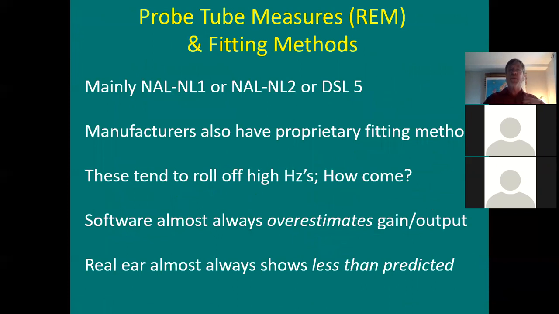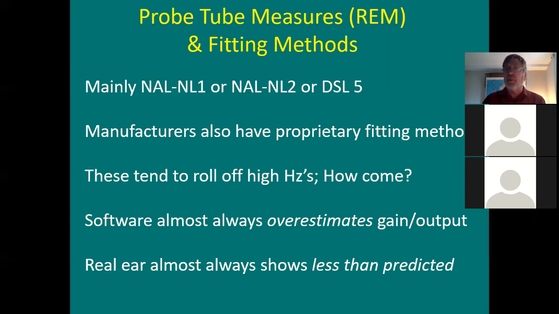So now when we move to today's real ear, let's continue on from here. Probe tube measures and fitting methods. Mainly we're using NAL1 or NAL2 or DSL5, and NAL1 is beginning to fade. Most people are using NAL2 or DSL5. NAL2 is just some readjustments or tweakings done to NAL1, because some people thought that NAL1 was giving a little bit too much gain, or a little bit too much output. So NAL2 was twisted up a bit.